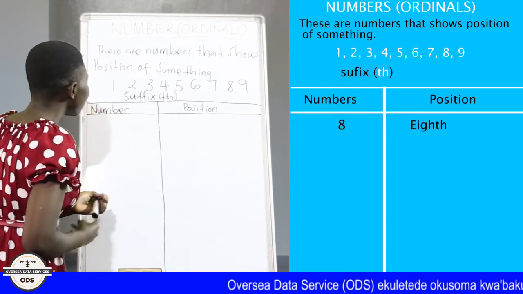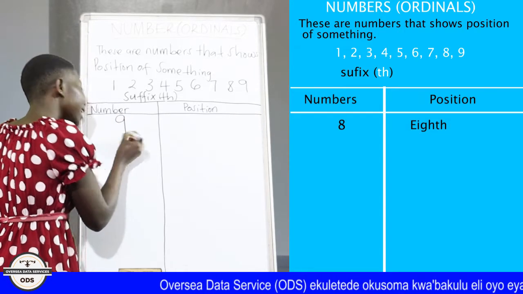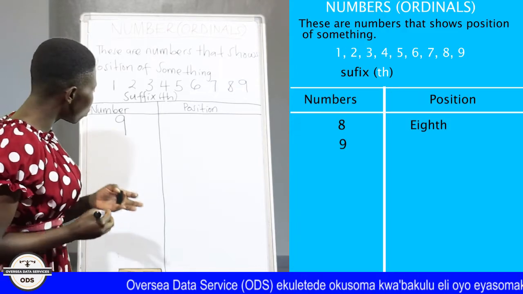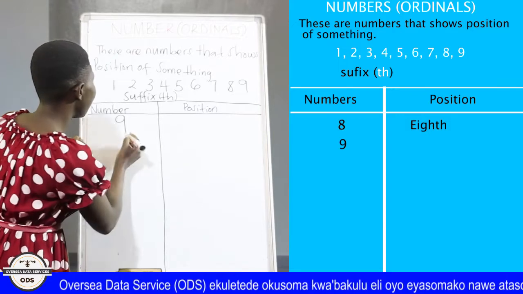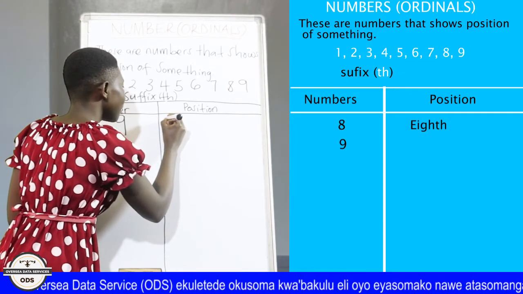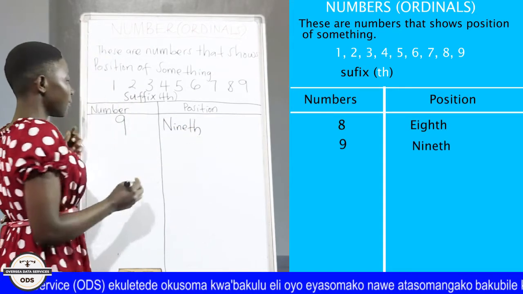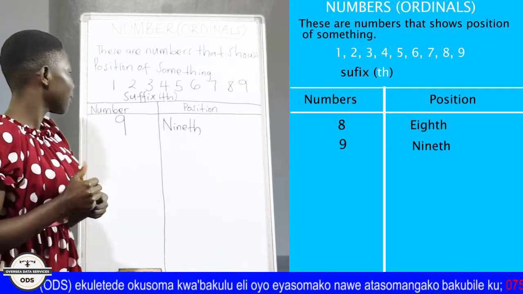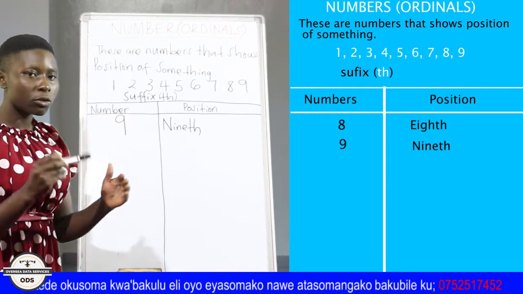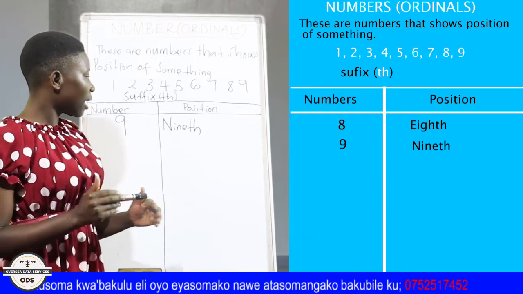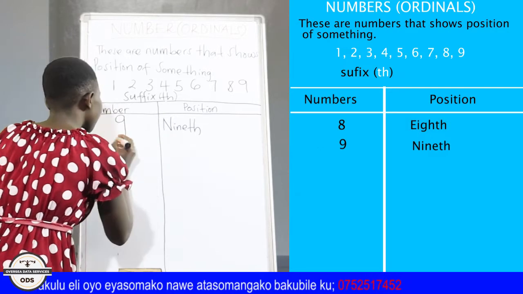Let us continue and we see. We ended on number 8. Now it is 9. How do you position number 9? We say 9th. I was 9th. Don't say I was number 9. When you're positioning something, we say 9th.